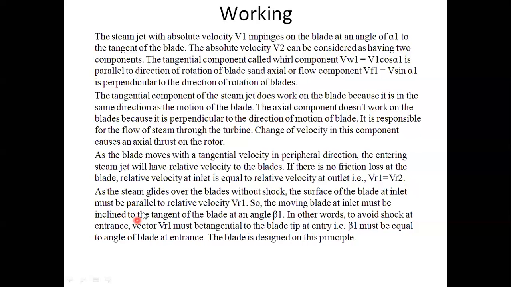So, as the steam glides over the blade without shock, the surface of the blade at inlet must be parallel to the relative velocity VR1. So the moving blade at inlet must be inclined to the tangent of the blade at angle beta 1. In other words, to avoid shock at the entrance, vector VR1 must be tangential to the blade tip at entry, that is, beta 1 must be equal to the angle of the blade at entrance. The blade is designed on this principle.